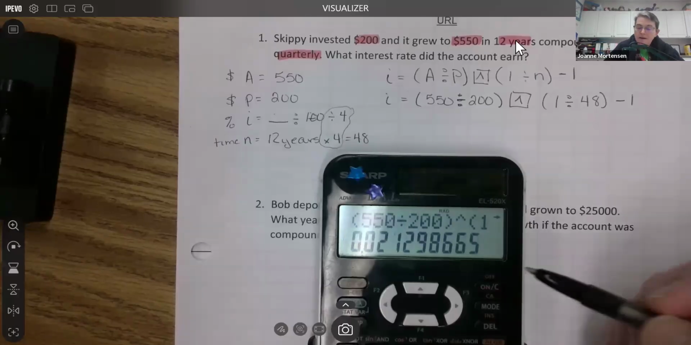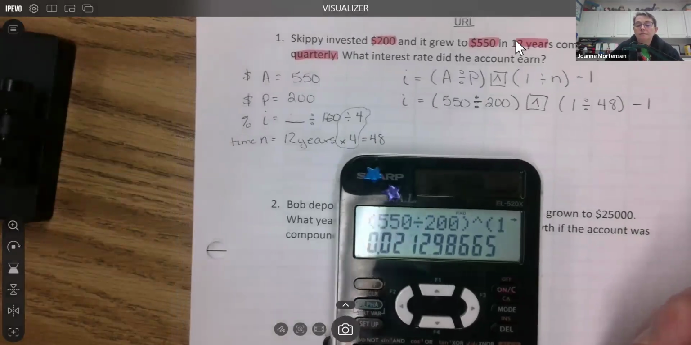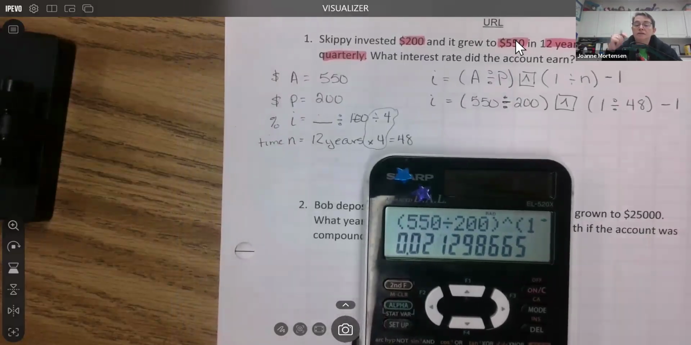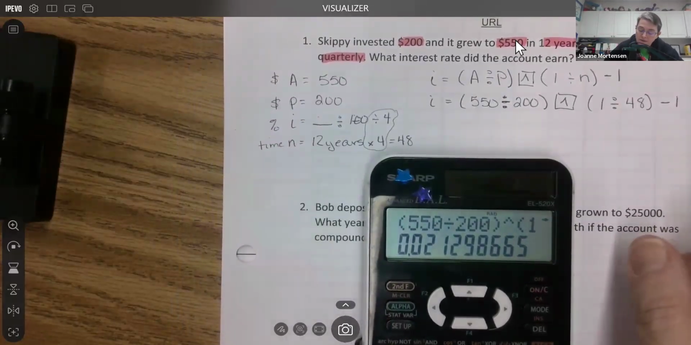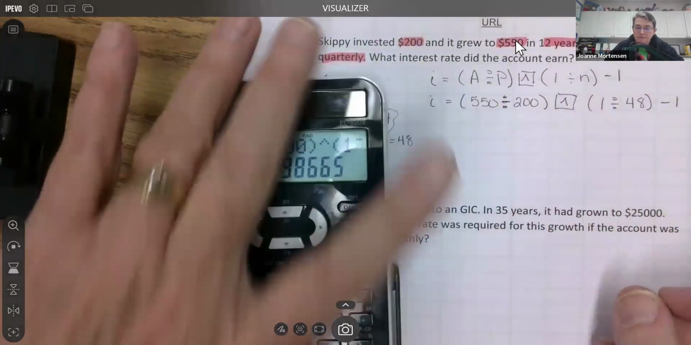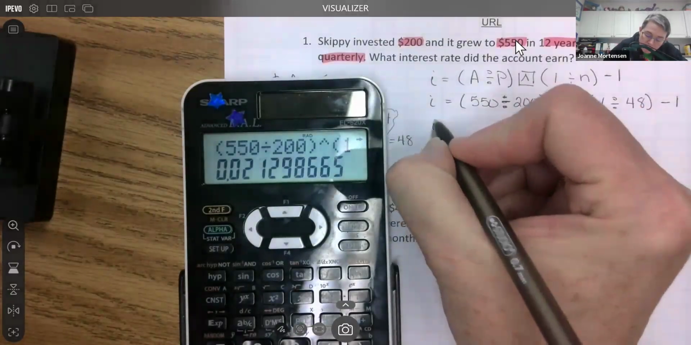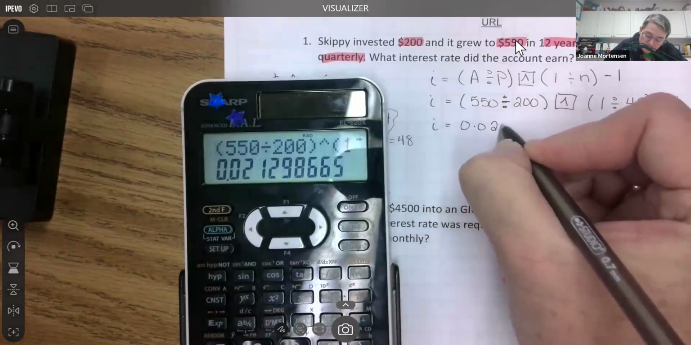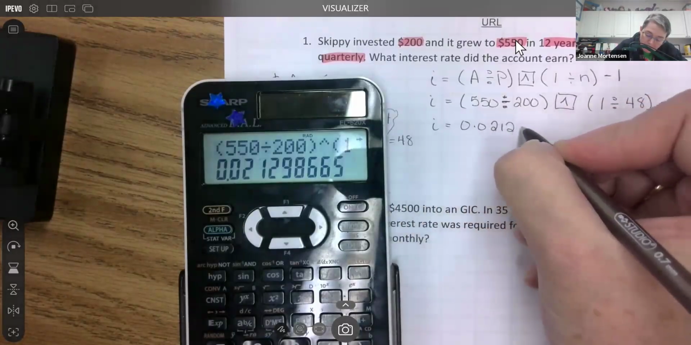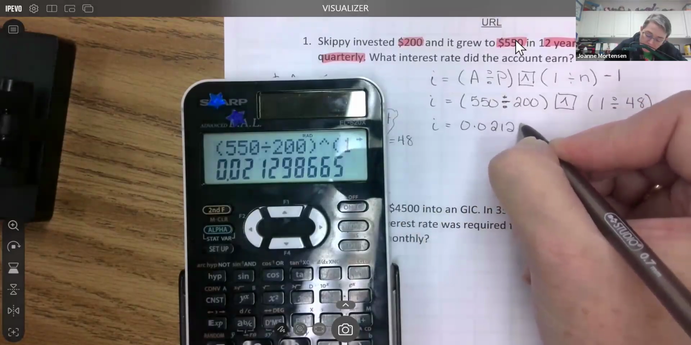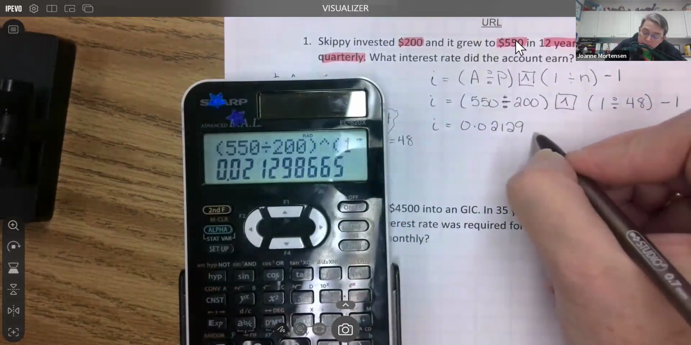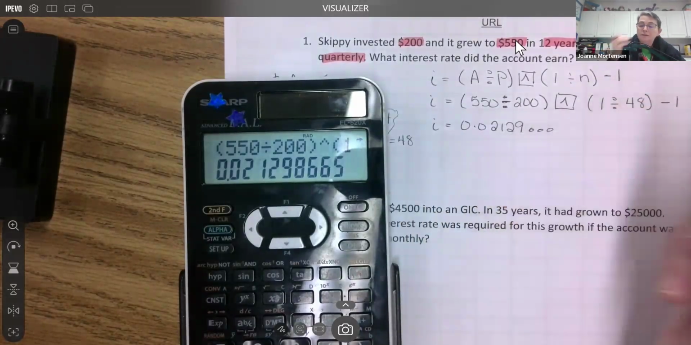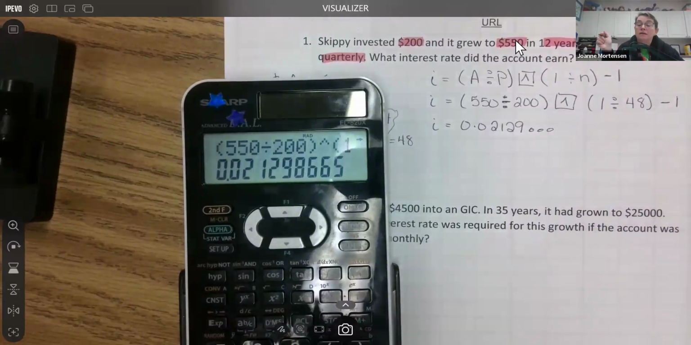Okay, your answers are always going to look weird, because remember, we have to adjust it to get it to a percent. So let me write that. So I is equal to 0.0212... There's a bunch more, and I'm not clearing it off my calculator.